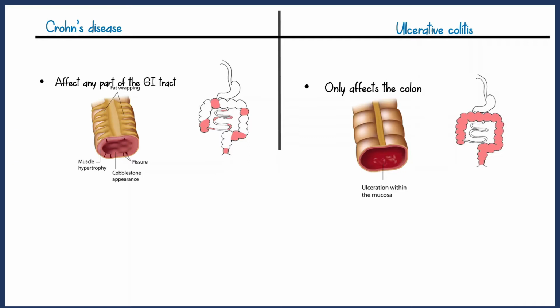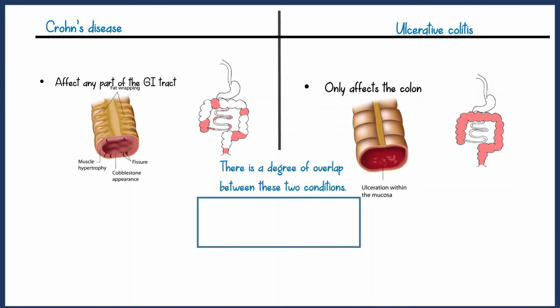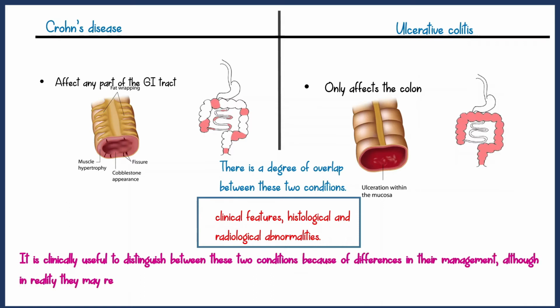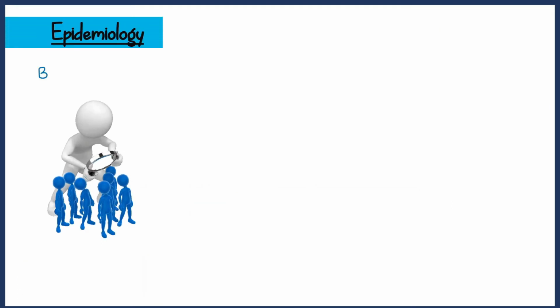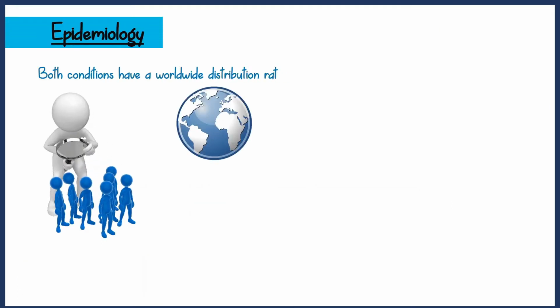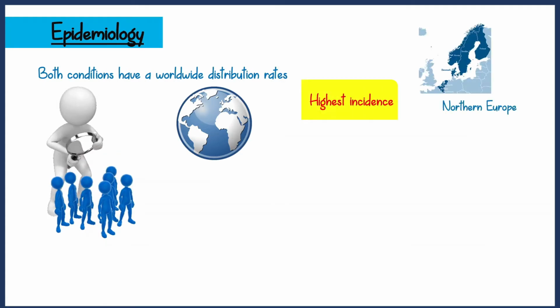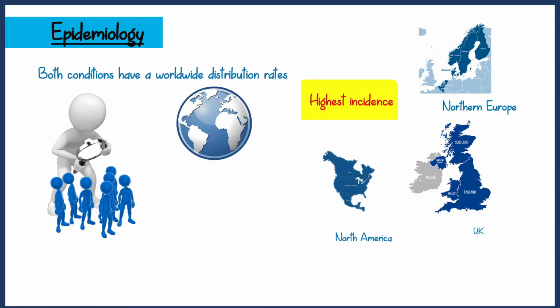There is a degree of overlap between these two conditions in their clinical features, histological and radiological abnormalities. It is clinically useful to distinguish between these two conditions because of differences in their management, although in reality they may represent two aspects of the same disease. Epidemiology. Both conditions have a worldwide distribution, while the highest incidence rates and prevalence have been reported from Northern Europe, the UK and North America.